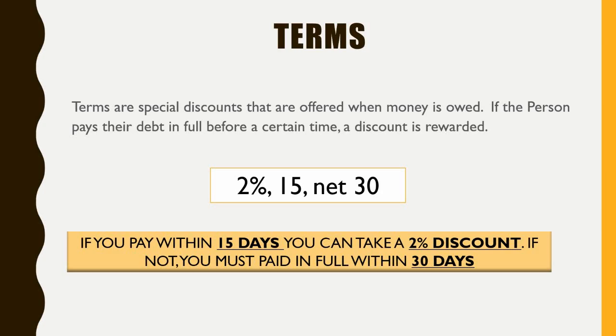Because at the end of the day, a vendor can offer you an opportunity to take an additional discount, but they have to give you terms. Terms is a condition where they say, hey, if you pay me within a certain amount of days, I will grant you a discount, okay? If not, your full bill is going to be due in X amount of days. So that's exactly how we read terms, right? This is a 2% discount if you pay within 15 days. If not, the entire bill is due in 30 days.